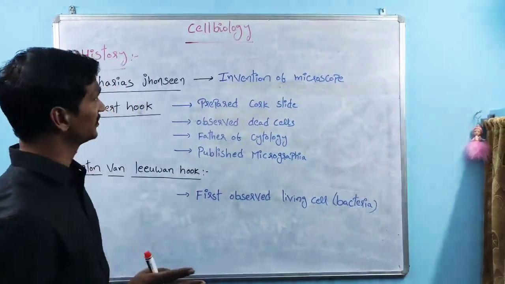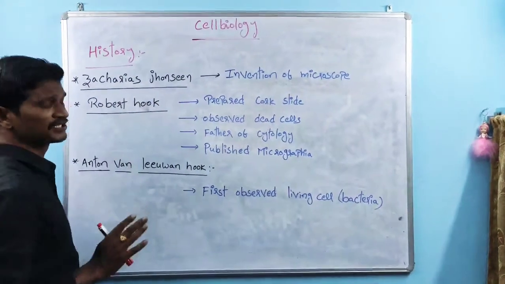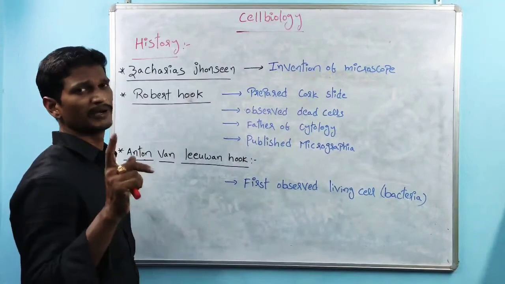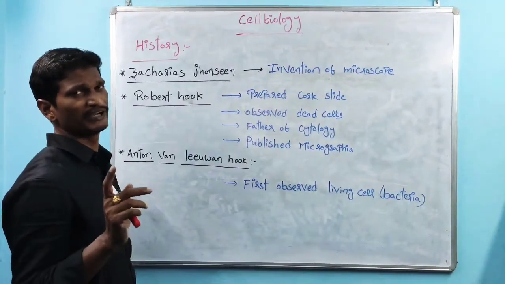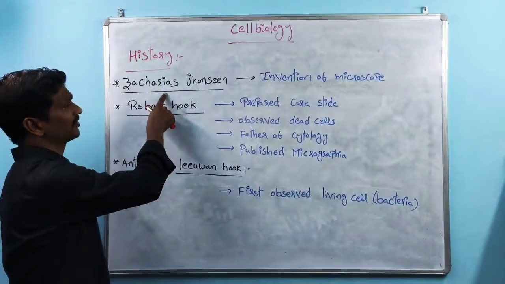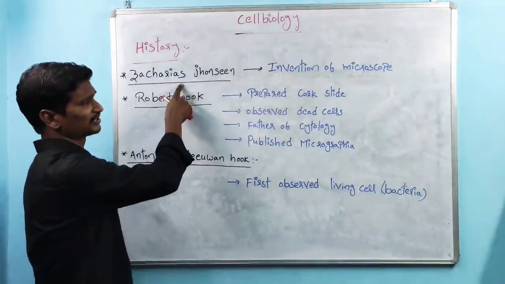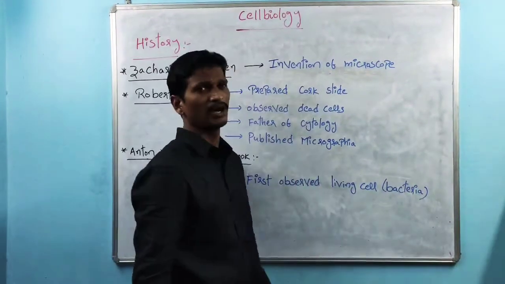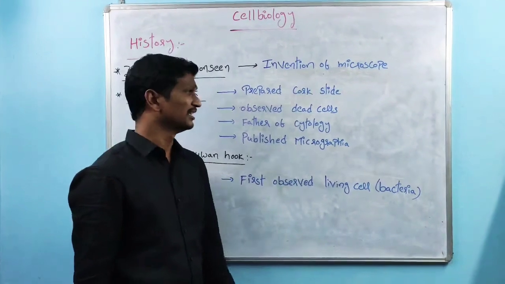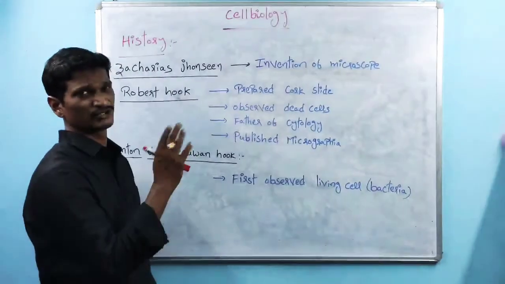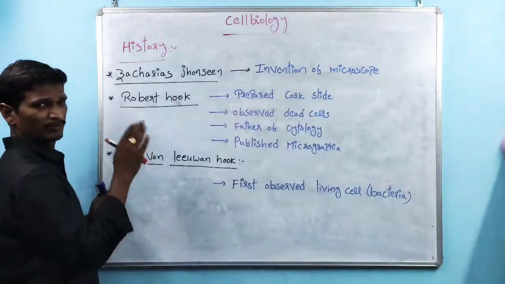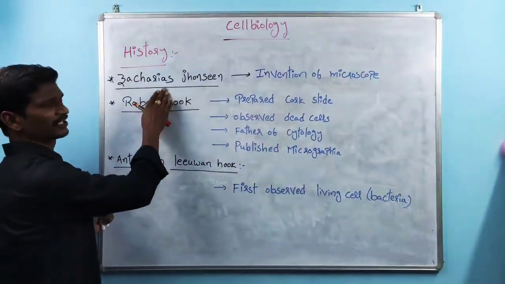But here, studying about the cell biology, first of all, the very first equipment for cell biology is the microscope. Who first invented microscope? Zacharias Janssen is the scientist. He first invented compound microscope. He did research on telescope also, but that is a different story. So the first microscope was invented by Zacharias Janssen.